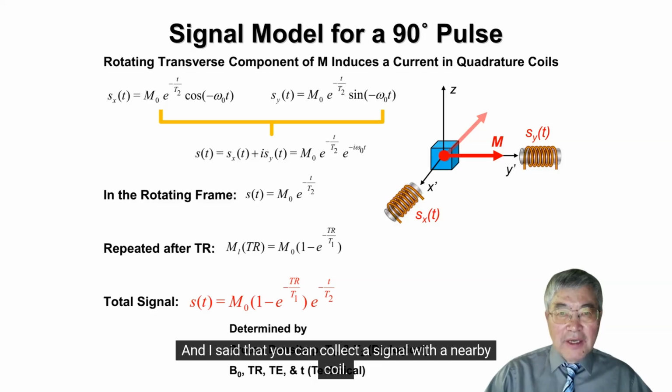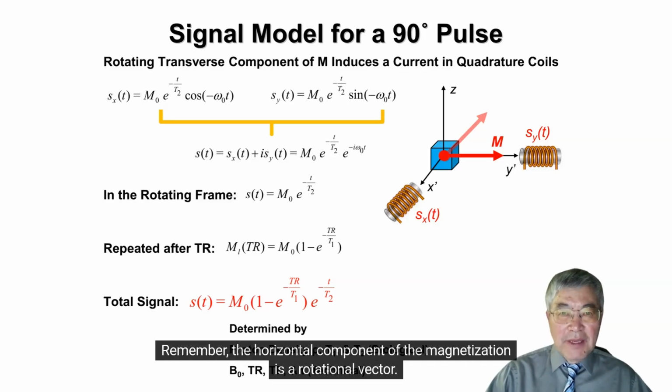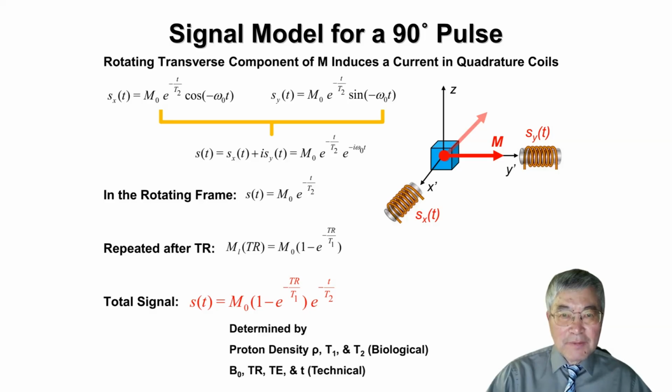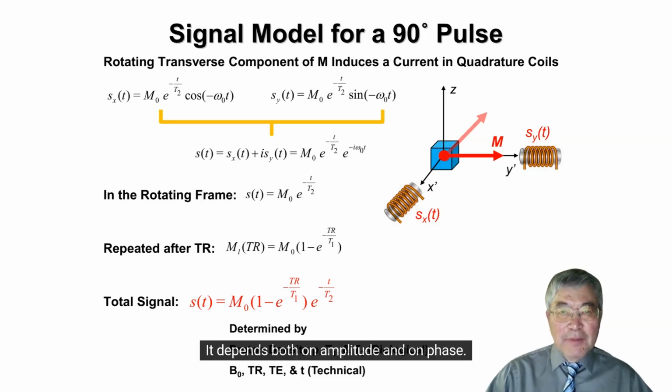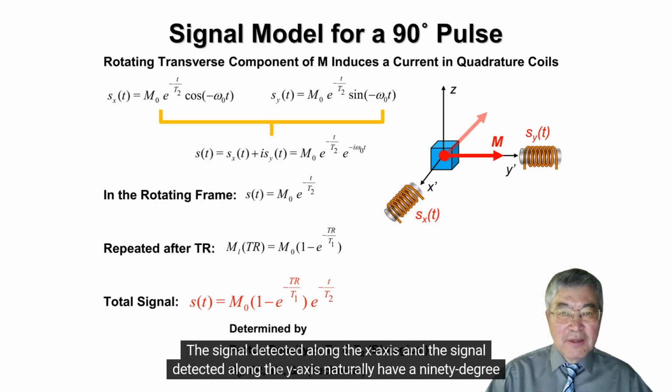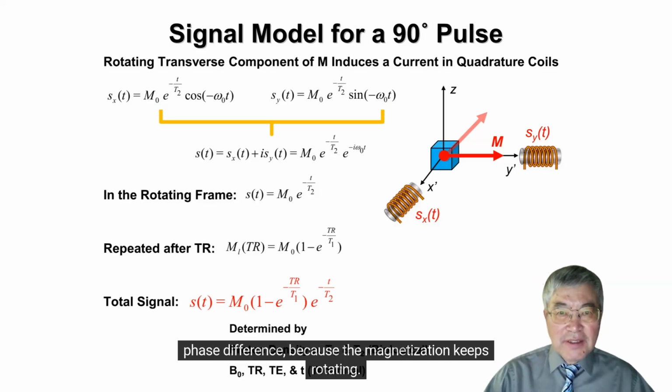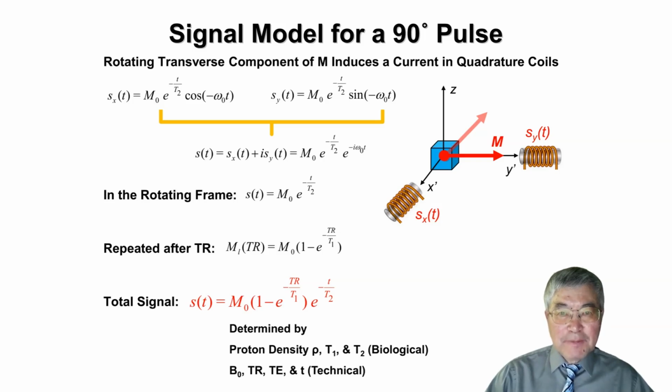And I said that you can collect a signal with a nearby coil. Then, if you place another coil, you can also get a signal. Remember, the horizontal component of the magnetization is a rotational vector. So the signal actually has two parts. It depends both on amplitude and on phase. The signal detected along the x-axis and the signal detected along the y-axis naturally have a 90-degree phase difference because the magnetization keeps rotating. That makes the signal a complex-valued quantity.